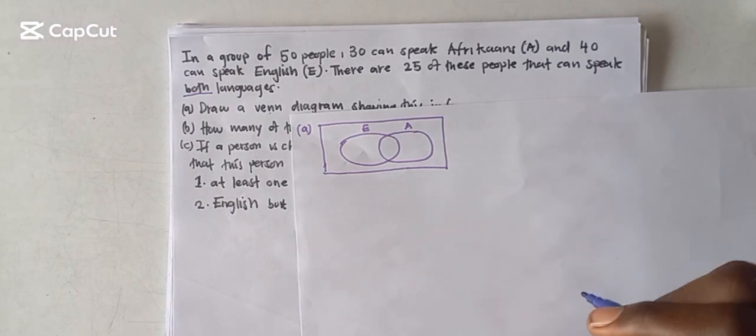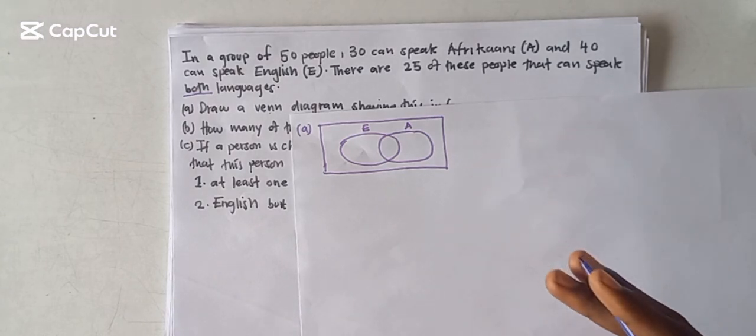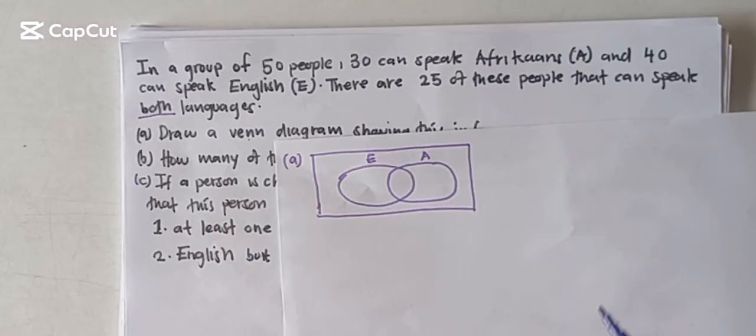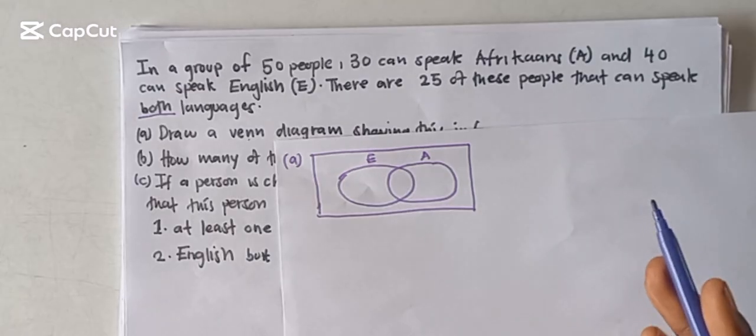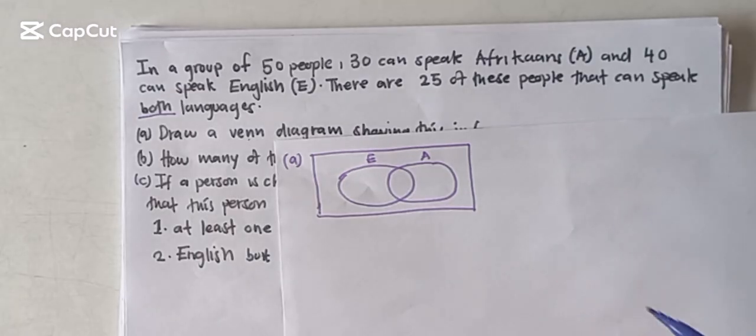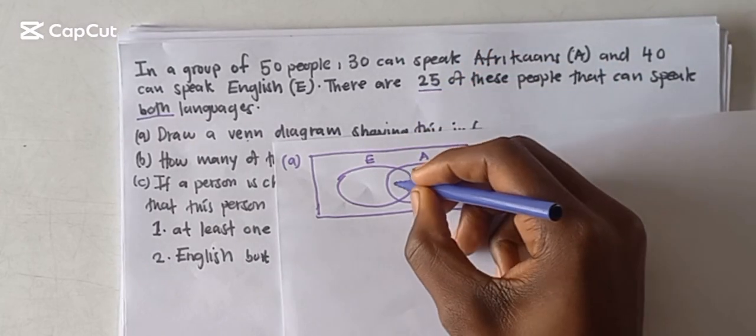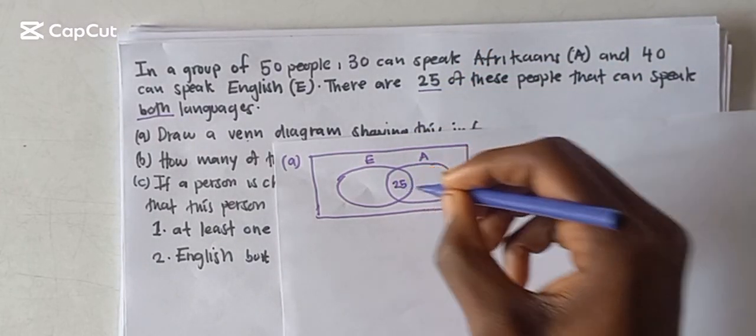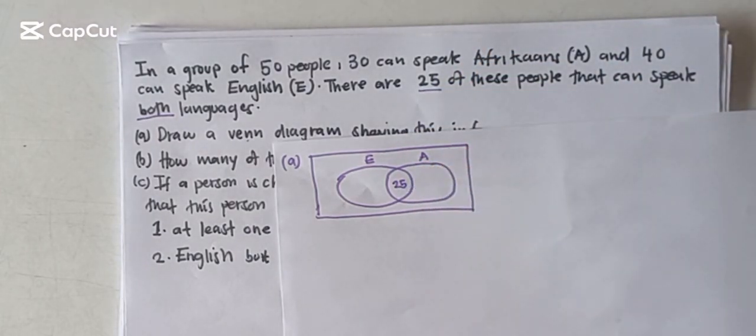We're going to start in the middle where they say both. So how many of those people can speak both English and Afrikaans? That is 25 of them. So we're going to start with 25 here. Why? So we cannot overcount things.